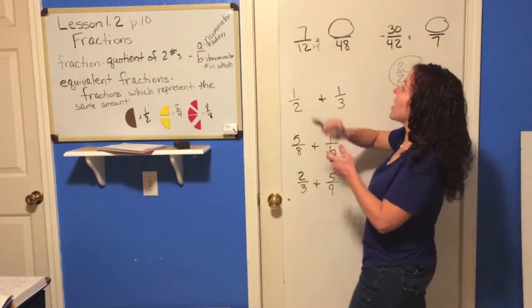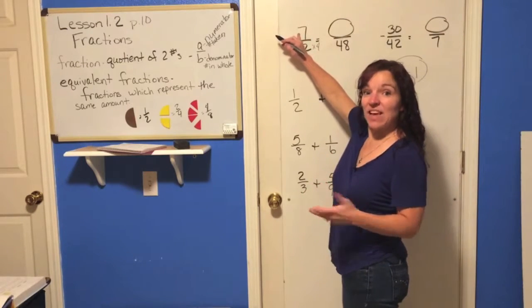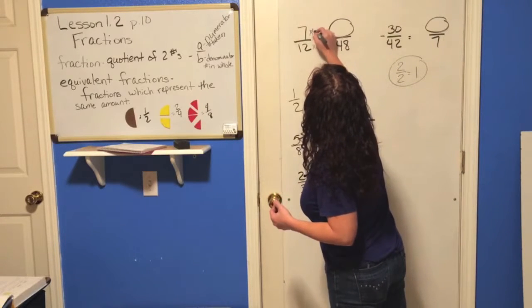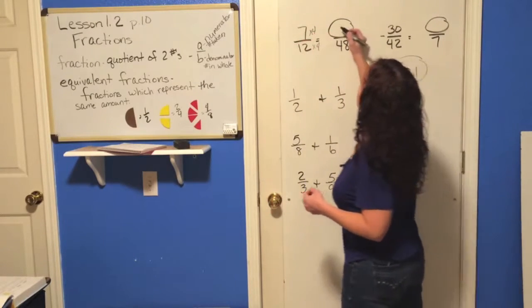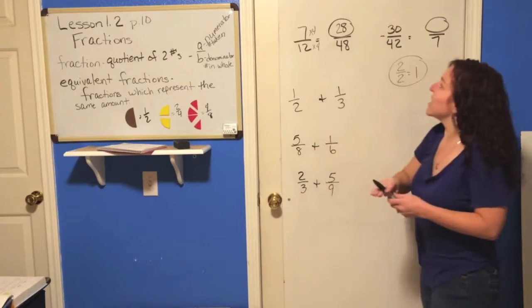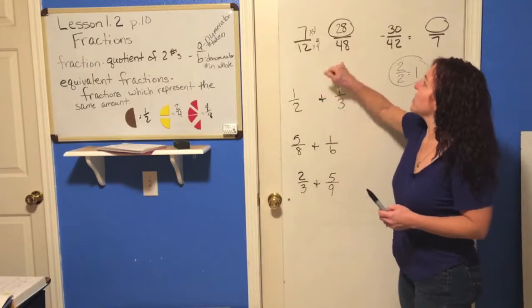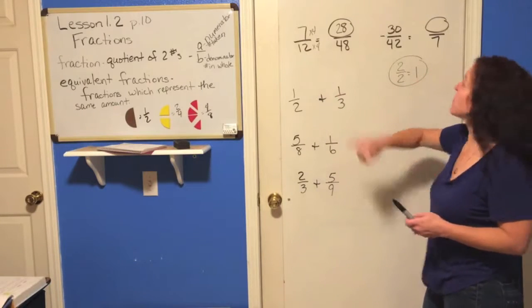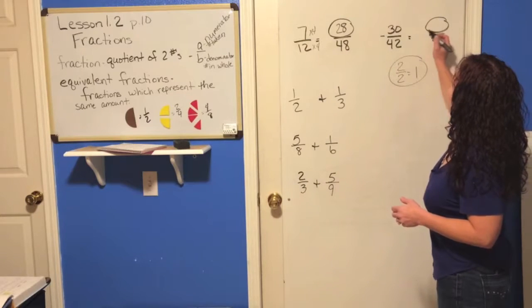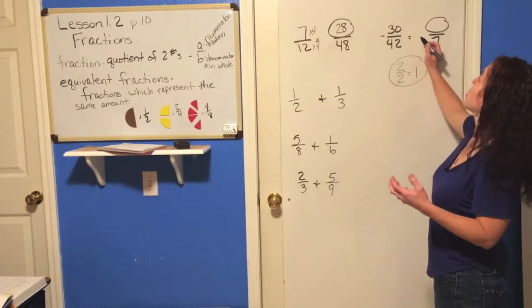In that case, we've got to cut up the 7 pieces that we already had on our plate. Ooh, that's a lot of pie. So we're going to multiply the 7 times 4. So 28 over 48 is our equivalent fraction. 7/12 equals 28 over 48. Same thing here. If it's negative, this fraction is still going to be negative.